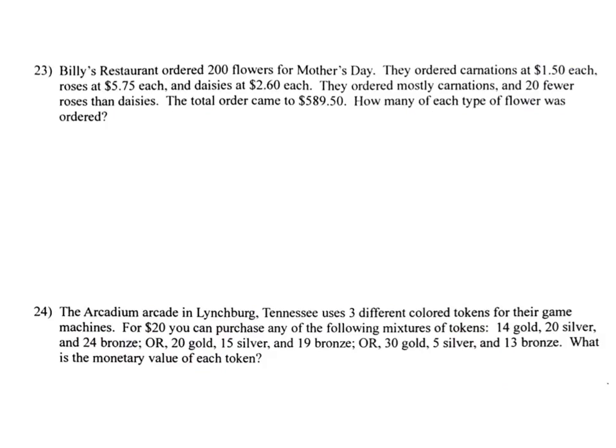All right, so this last question, remember that we're trying to do 3 variables, so 3 equations. Billy's Restaurant ordered 200 flowers for Mother's Day. That's going to be X plus Y plus Z equals 200. You can actually use variables that make more sense. If you don't want to use X, Y, and Z, in this case they're going to ask me about how many of each type later, so maybe you use C, R, and D for carnations, roses, and daisies. If you want to use those letters, you're welcome to do that.